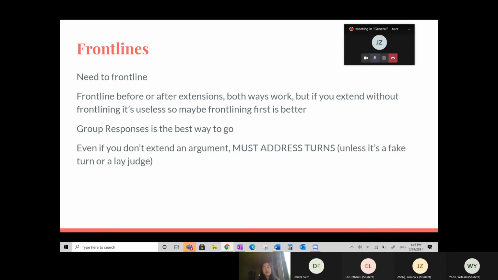And then, we talked about collapsing, right? You have to choose a couple arguments that you want to go for. But even if you don't extend an argument, you still have to address turns on the argument, right? So let's say you have 3 contentions, you decide to only go for the second one. That does not mean you can just ignore everything your opponent said on your contention 1 and your contention 3 and just extend your contention 2 and frontline it. You also have to address turns on your first and third contention, right?